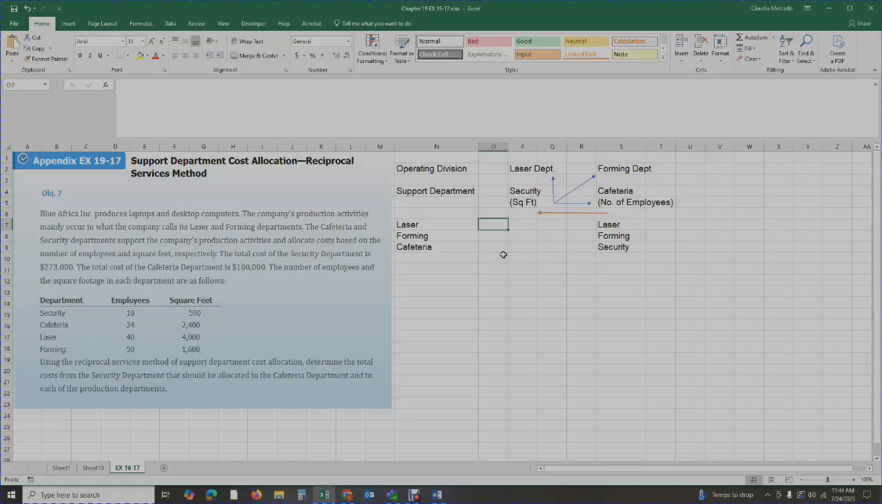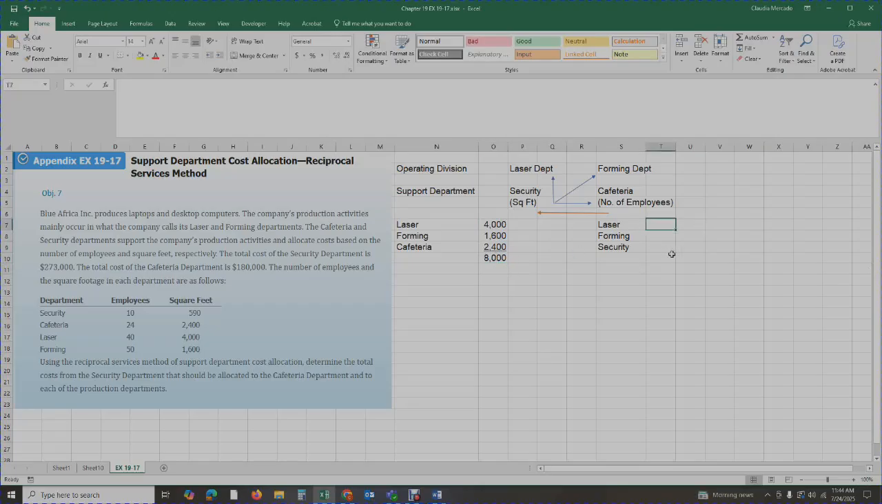Okay, so now remember, security is distributed based on square feet. So we're distributing the cost of the security department to the laser. The laser has 4,000 square feet. The forming has 1,600 square feet. And the cafeteria has 2,400 square feet. Okay, so let's see what that gives us. So I'm going to be distributing my cost for the security department amongst 8,000 square feet.